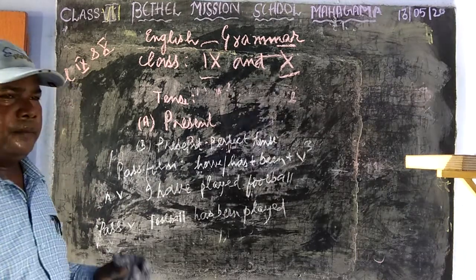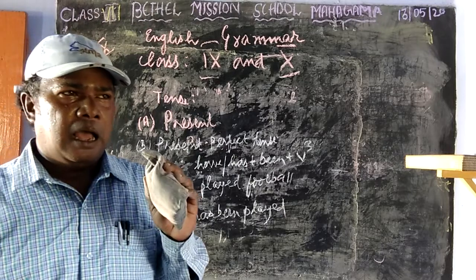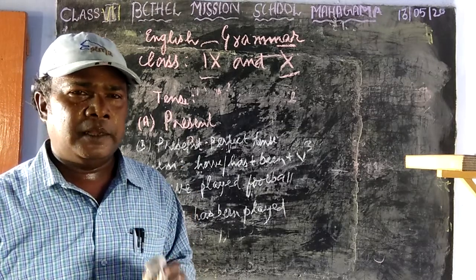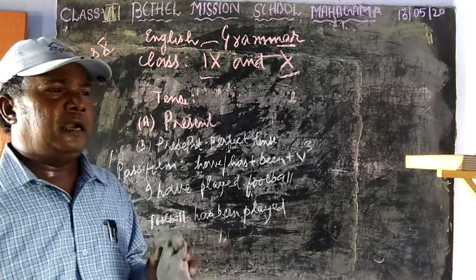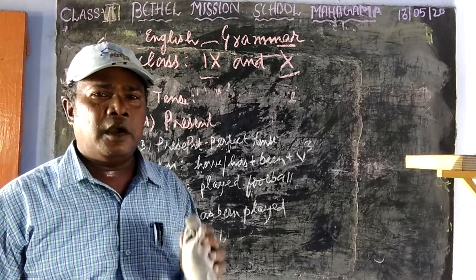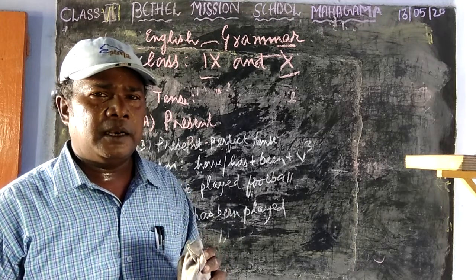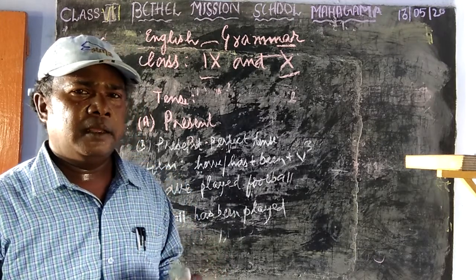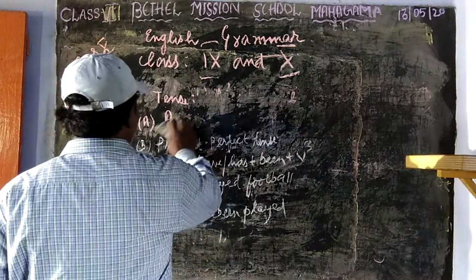One more is there, present perfect continuous tense. You don't have any passive voice for that. Remember, once again I repeat, there's one more term, that is present perfect continuous tense. You don't have any passive formation for this particular tense. Okay. Next, moving on to the past tense.